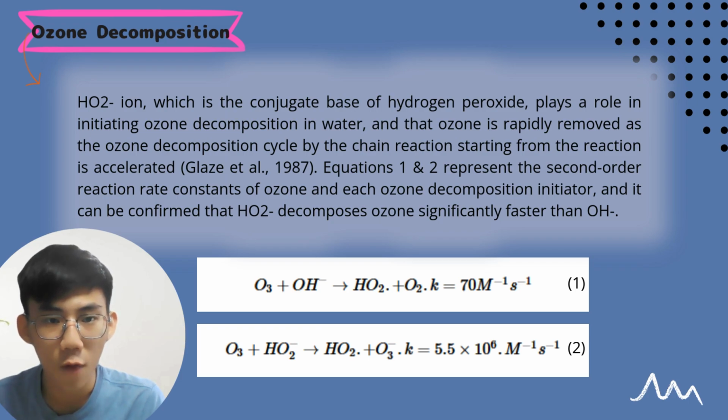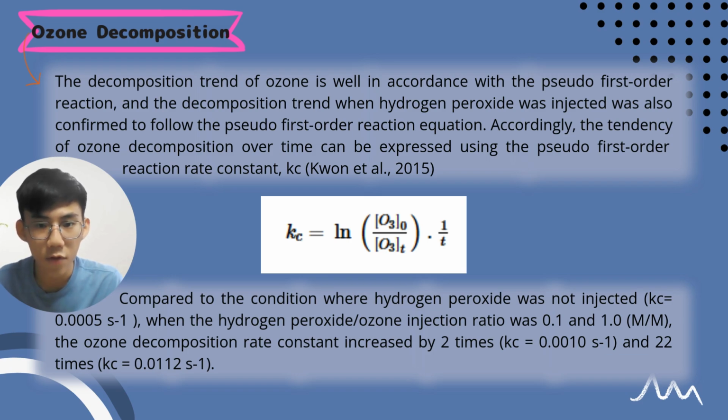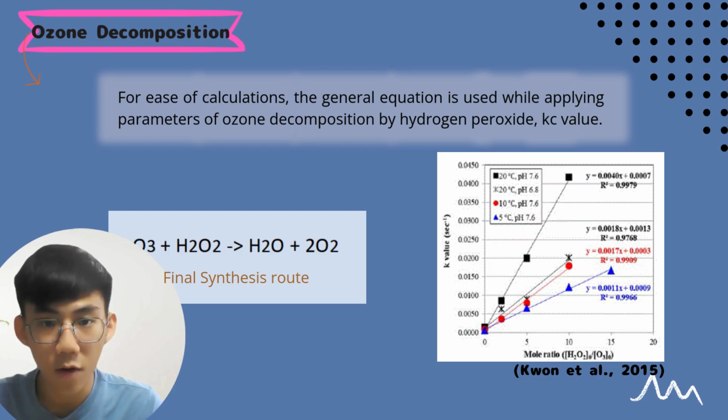For the decomposition of ozone, there are two major pathways that can be used to decompose ozone, which are shown in equation 1 and equation 2. Since the K values of the reaction pathways are different, an overall Kc value can be found by taking the ln function of the concentrations. For ease of calculations, the general equation is used for applying parameters of ozone decomposition from the Kc values obtained from Kwon et al.'s research paper, with a molar concentration of 20 times hydrogen peroxide to ozone.